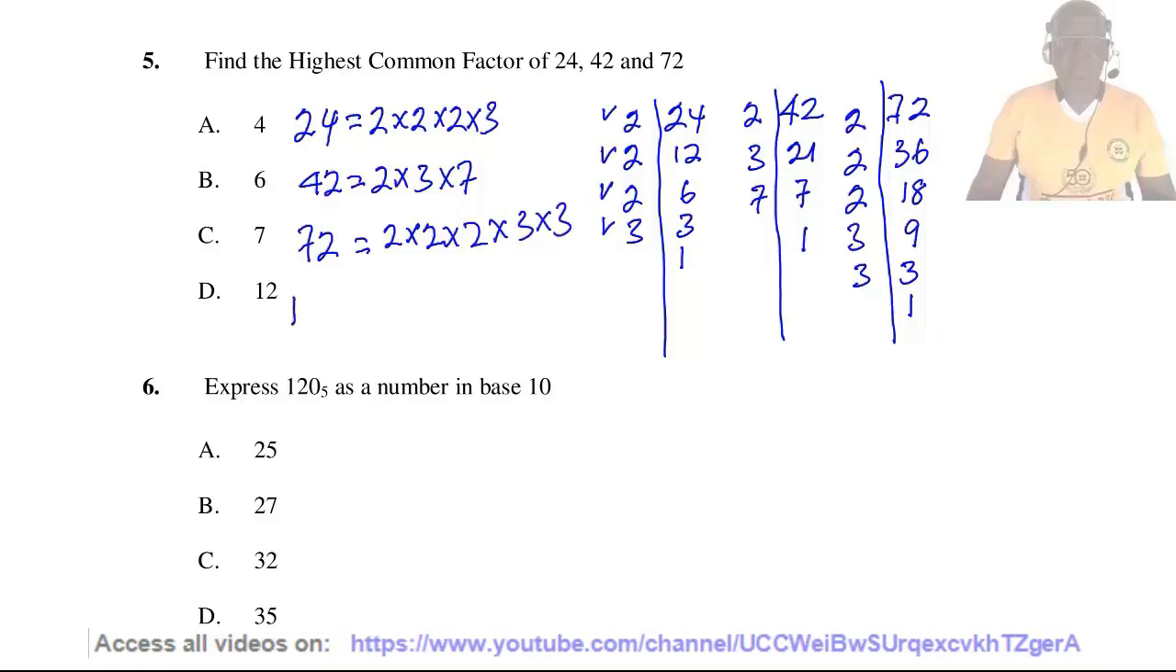Therefore, HCF equals, 2 is common, so 2. Then 3 common, so 3. So the answer is 2 times 3, that is 6, B.